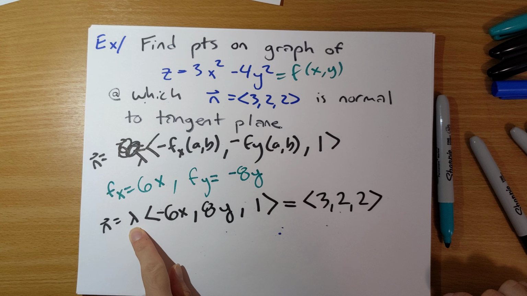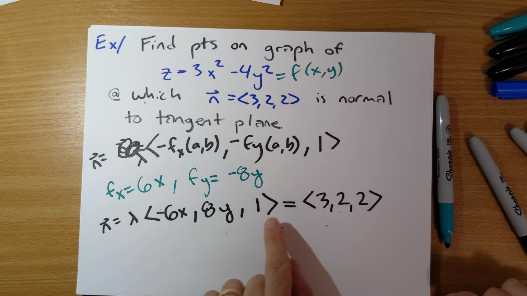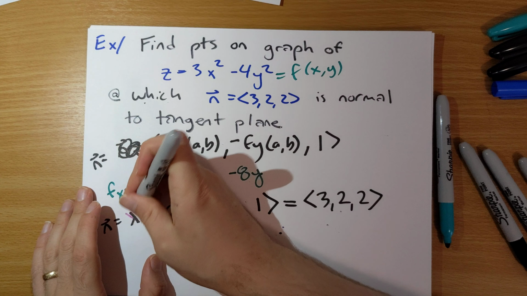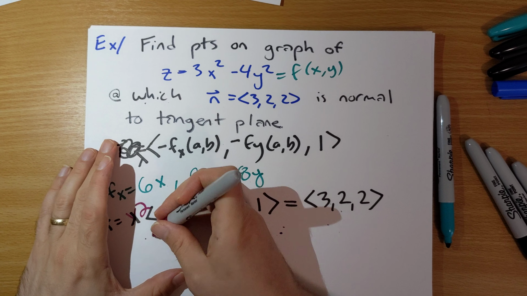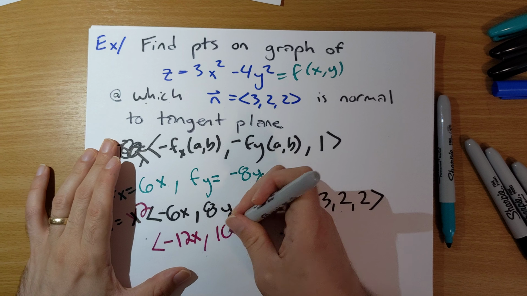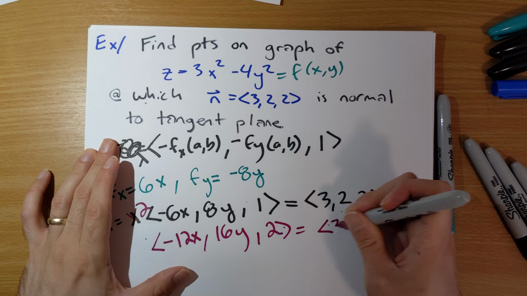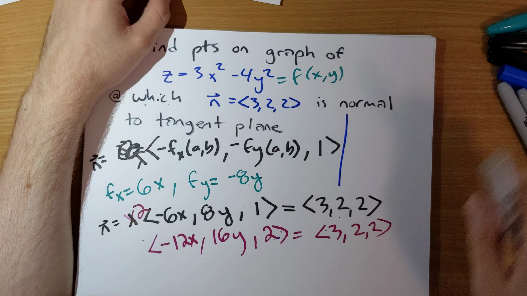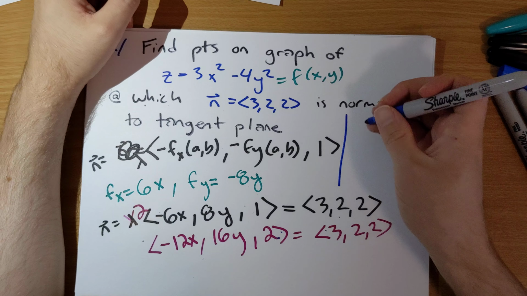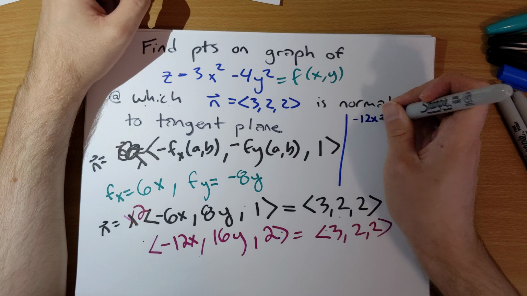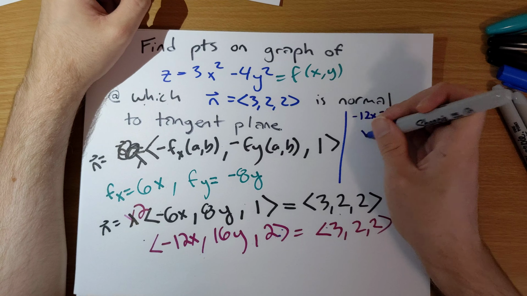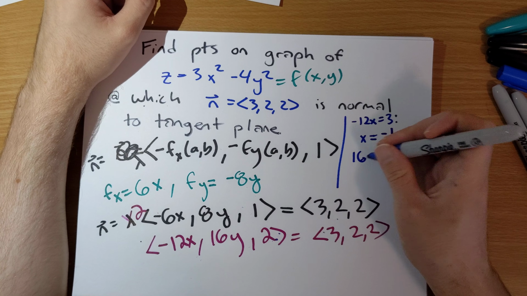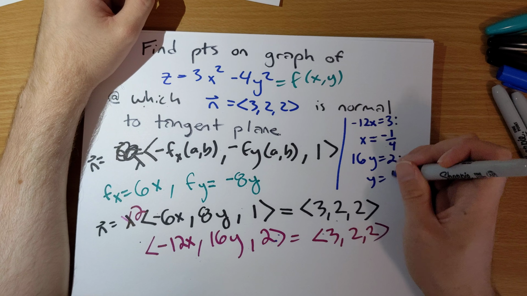Now there's only one choice for lambda here. The z slot is 1. We need to multiply that by 2 to get 2 over here. So negative 12x, comma 16y, comma 2 is equal to (3, 2, 2). To finish off this problem, we just need to solve the equations: negative 12x is equal to 3, so x is equal to negative 1/4, and 16y is equal to 2, so y is equal to 1/8.